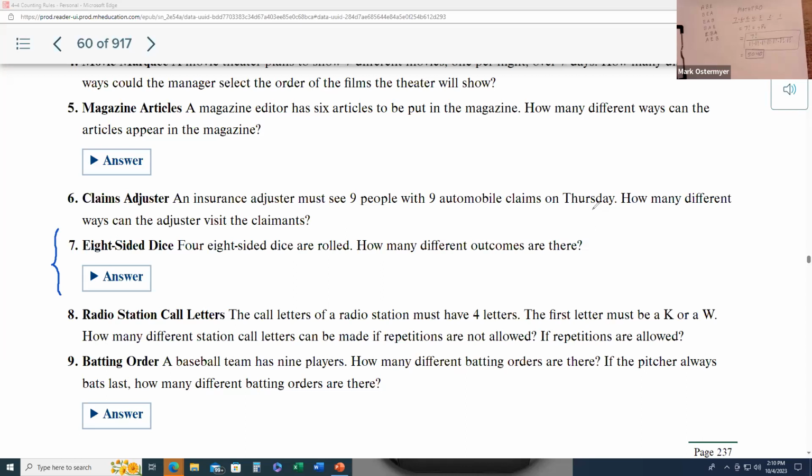Okay, go ahead and try to work out how many different outcomes are possible. You don't have to actually enumerate all the outcomes. That would be virtually impossible. Okay, do number 7, part of classwork 3.